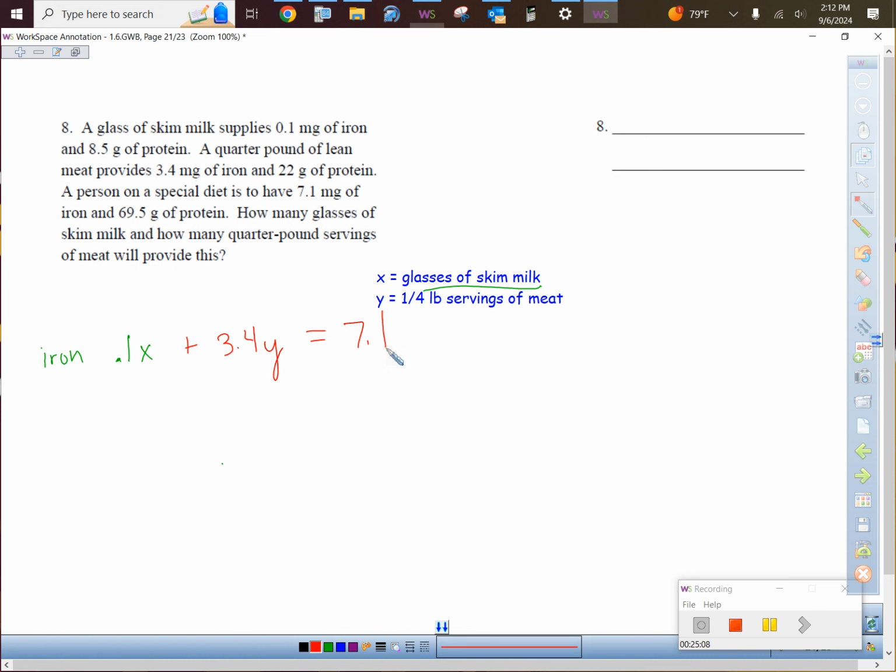Iron plus, see if you can write a protein equation below that. Protein equation. And that's what I got. There's no mixing going on whatsoever, so it's just 8.5 grams of protein for every skim milk, 22 grams of protein for every quarter-pound serving of meat, and 69.5 grams of that.